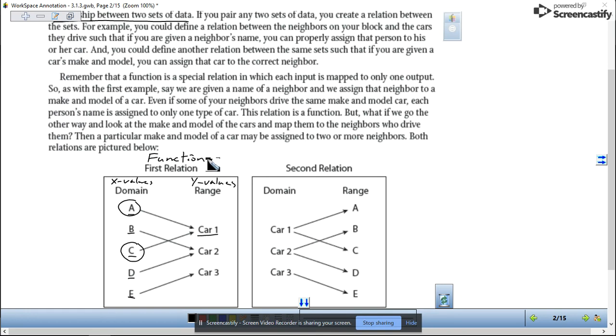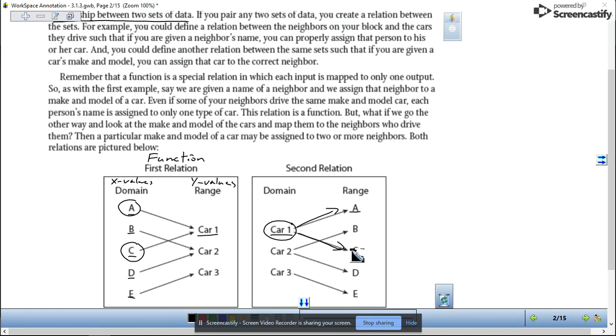Okay, now let's look at relation 2. This is just basically flipping it, right? But I have this car 1 that's driven by person A and person C. If we go that way and compare that data that way, that is not a function because you have an input, car 1, going to 2 separate outputs. That is not okay. So multiple inputs can go to the same output, but one input cannot go to 2 separate outputs.